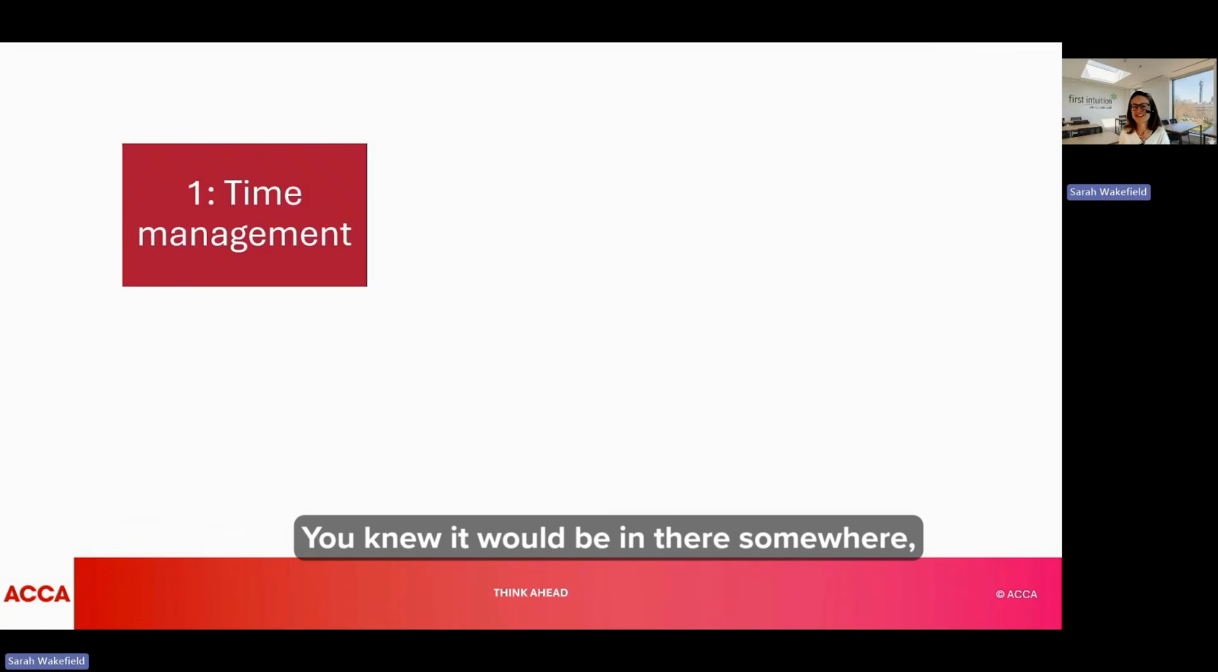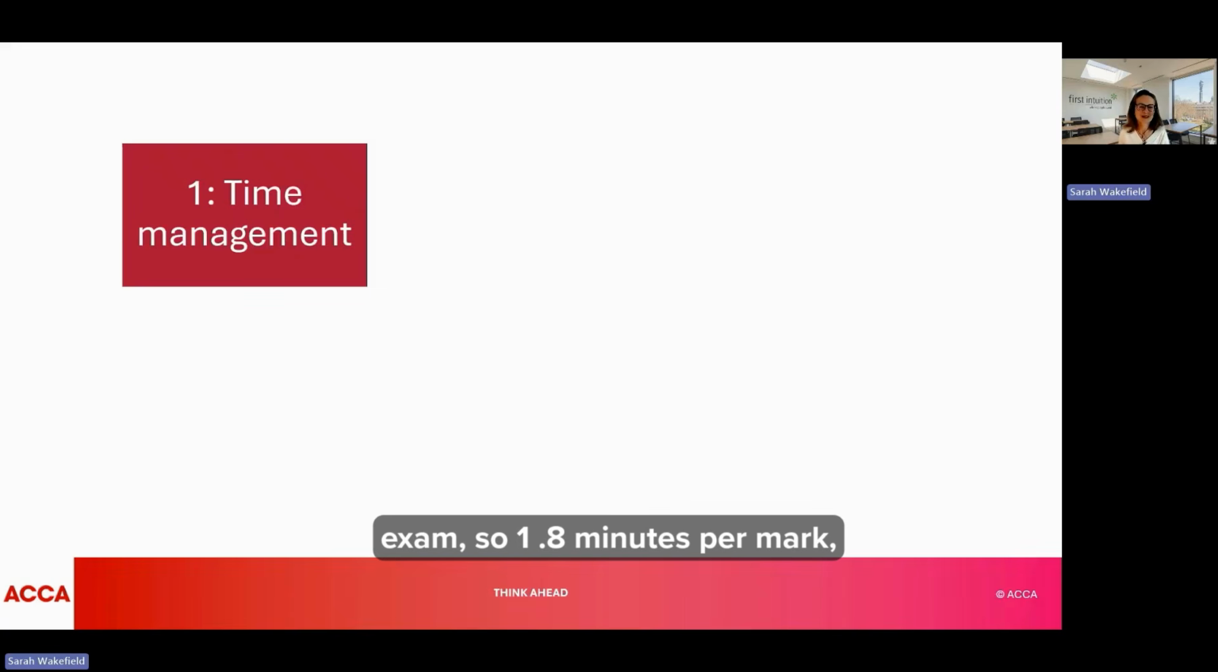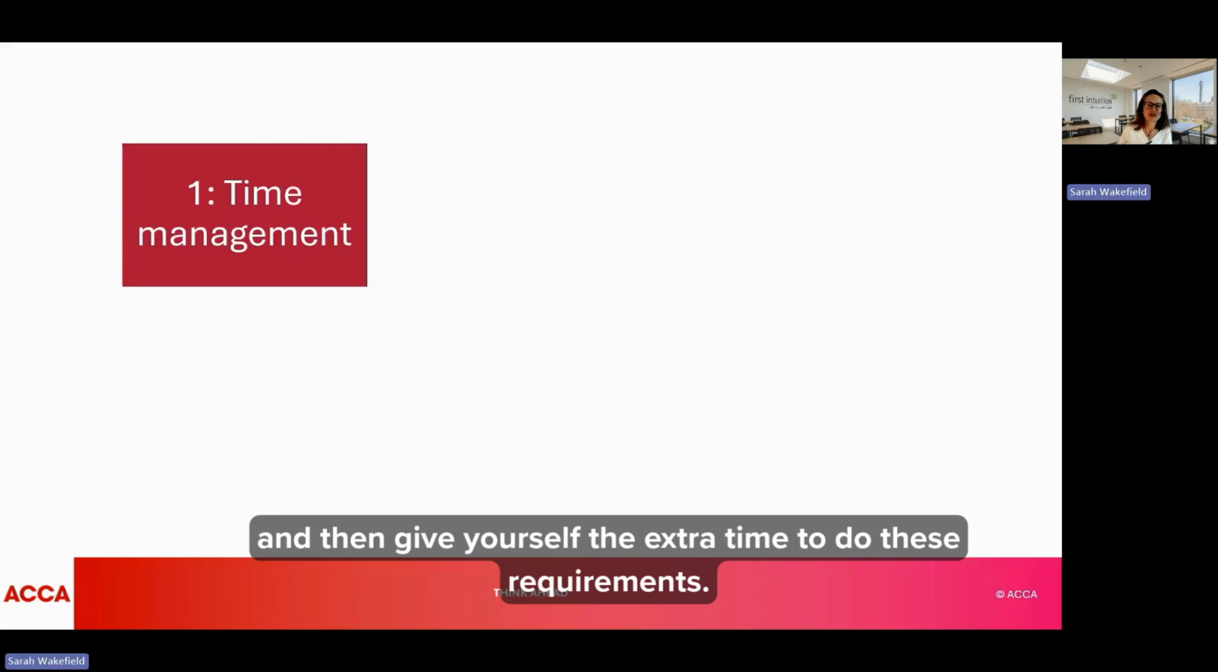You knew it would be in there somewhere. It is manage your time well in the exam. So not all marks in the AAA paper are created equal. As you'll know, the risk requirements in the case study take a lot longer because of all of the reading and planning time. So my tip here would be to assume that it's a 3-hour exam, so 1.8 minutes per mark, and then give yourself the extra time to do these requirements.